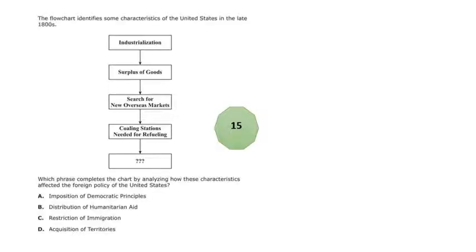Alright, question 15. The flowchart identifies some characteristics of the United States in the late 1800s. Here's industrialization, a surplus of goods. We're manufacturing too much. We need more people to buy them. We're going to use ships. Ships have to refuel. What is this going to lead to? We need places for our ships to refuel. So we're looking at acquisition of territories.